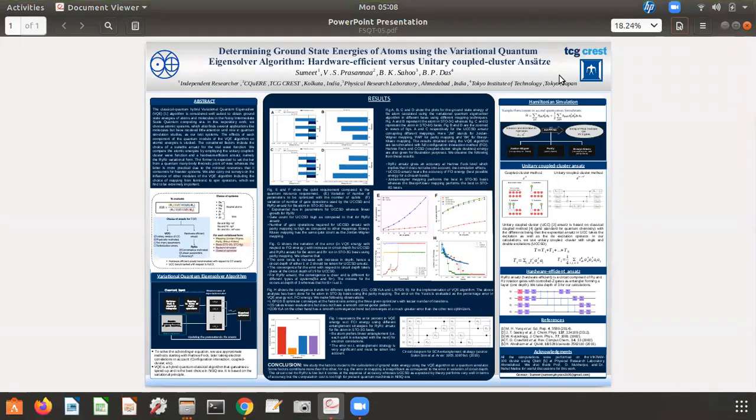Hello everyone, my name is Sunit and I'm here to present my poster about the work I did at Physical Research Laboratory, Ahmedabad. It is about determining the ground state energy of atoms using the variational quantum eigensolver algorithm, taking two ansatz into account: hardware efficient and unitary coupled cluster ansatz.